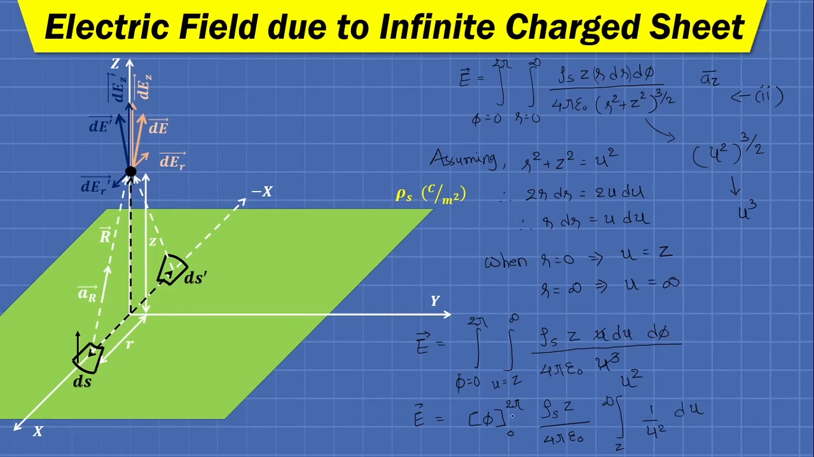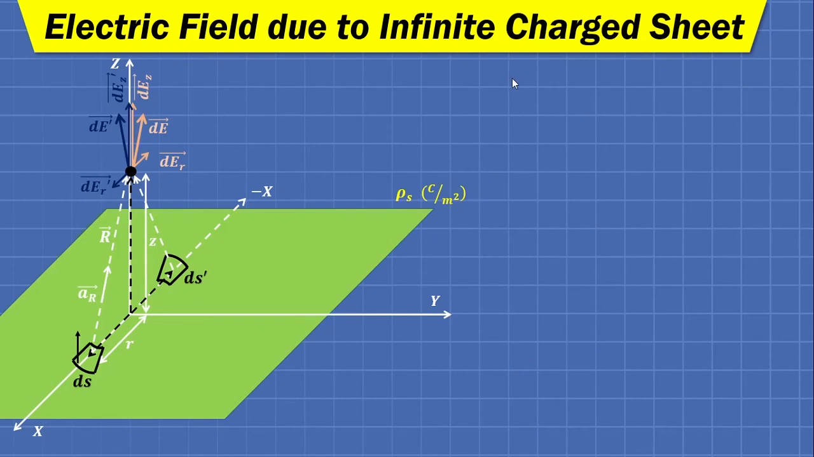Now putting this upper and lower value in this first term, we will have 2 pi. So our next equation will become E bar equals to 2 pi rho s into z divided by 4 pi epsilon 0 integration from z to infinity 1 upon u square du. Now simplifying this, we will have here rho s z upon 2 epsilon 0.